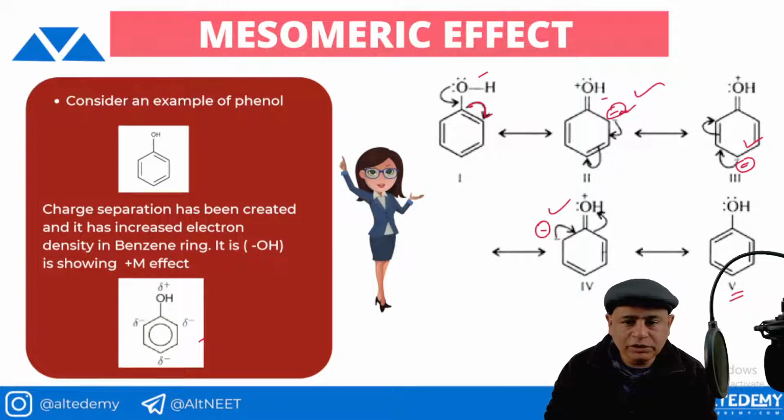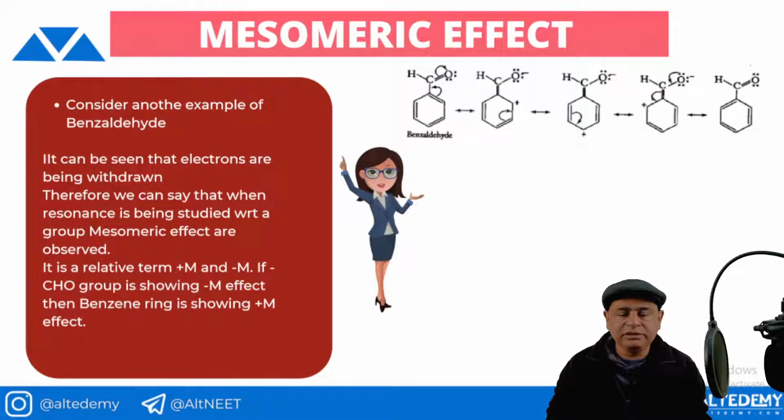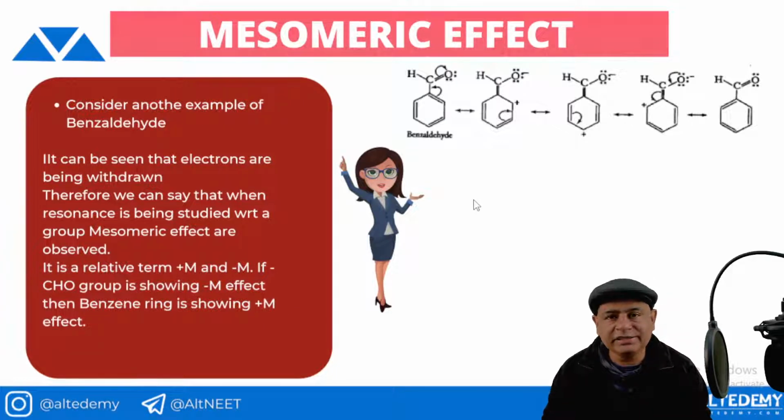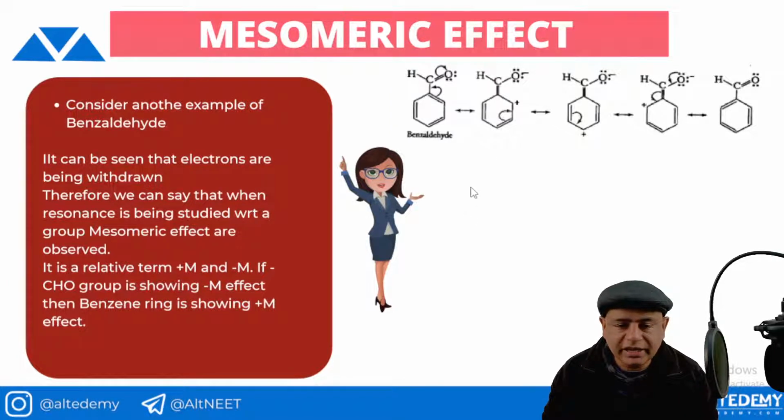Now I hope the things have started getting clear to some extent. Let us consider another example, where we are taking a situation of pulling phenomena. It can be seen that electrons are being withdrawn. I have taken an example of what? Look here. We have done like this.